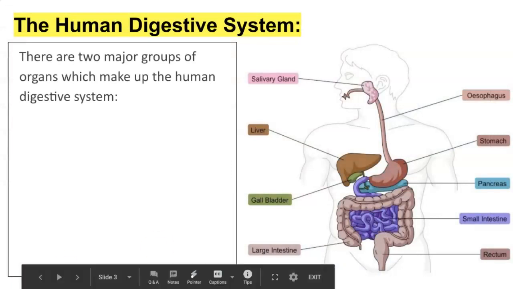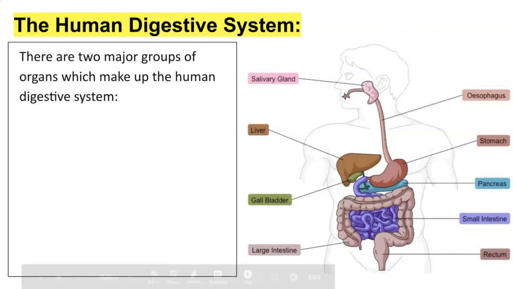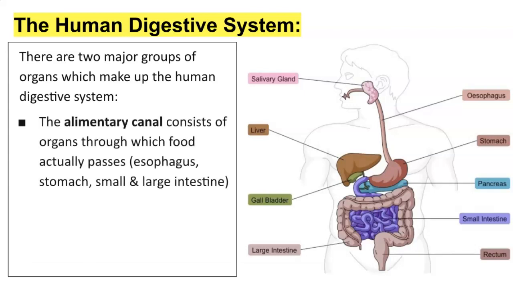Okay, so there are two major groups of organs that make up the human digestive system. The first is called the alimentary canal. This consists of organs through which the food actually passes. So think about when I just take a bite of my coffee cake, what organs it is going to pass through. You probably would already know this if I didn't even tell you. It's going to pass through your mouth and your esophagus, and then it's going to go into your stomach, and then it's going to pass through your small and large intestines, eventually to your colon and out, right? That's the alimentary canal. That's where the food's actually moving and going through.